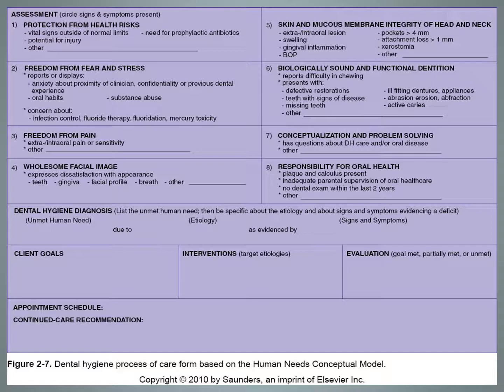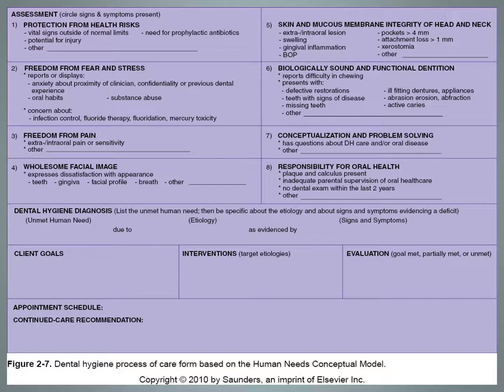We have the skin and mucous membrane integrity. So if you're finding any kinds of lesions or gingivitis or chronic or acute periodontal disease, clinical attachment loss, now they're deficit in that integrity of what they might have started out with when they were born. And of course, biologically sound and functional dentition. That can be tooth decay. It could be demineralization.